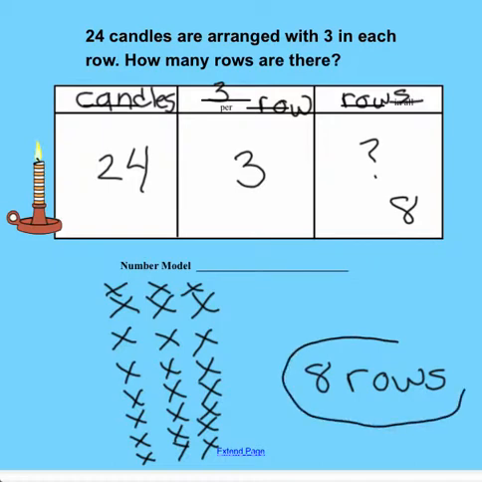Now we want to think about what we did to write our number model. We started with a large number of 24, and this would be an example of a dividing problem. We divided those 24 candles into rows of 3, and this gave us a final answer of 8 rows.